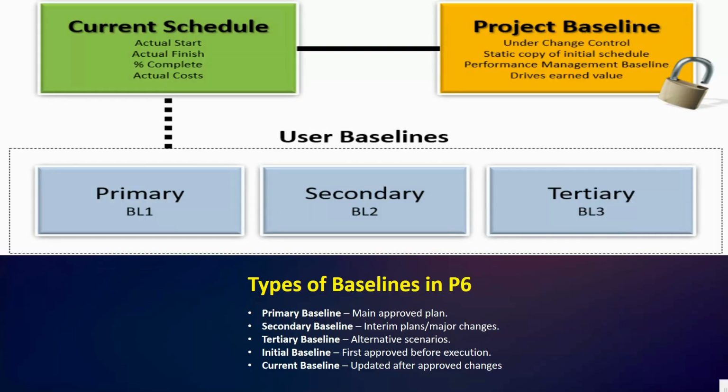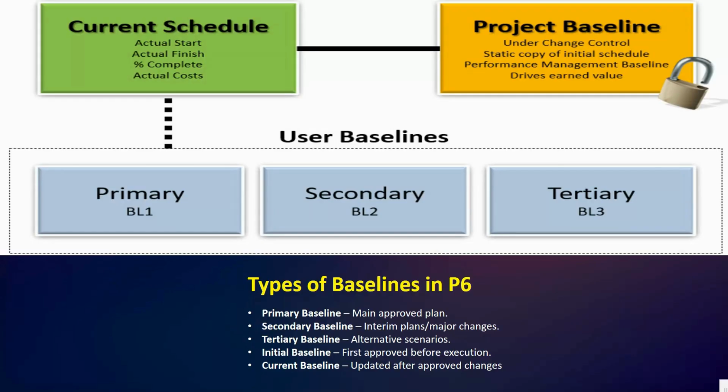You can see the first one is the primary baseline. That is the main approved plan. This is the official approved project plan against which performance is measured. Second, we have the secondary baseline, often used for interim plans or to monitor significant project changes. Next we have the tertiary baseline. This is typically used for testing alternative scenarios or for reference purposes.